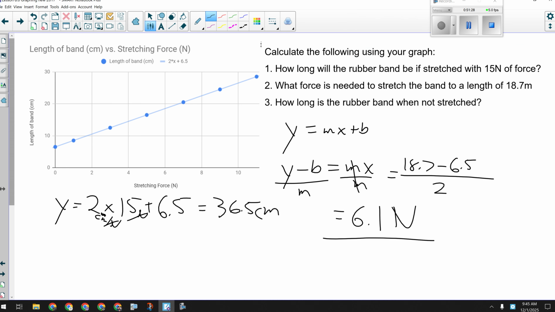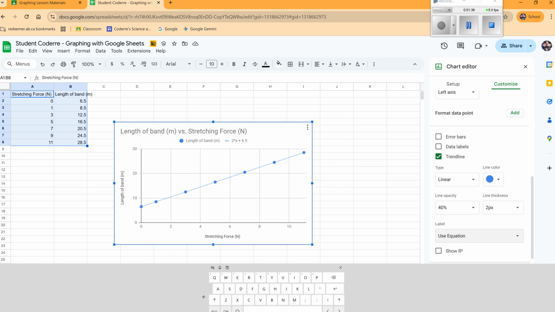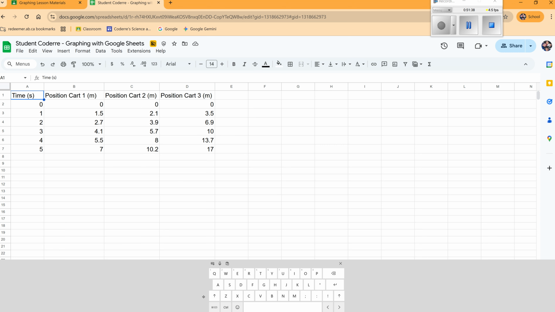All right, now I want you to go to the multiple run graph. Just click on that, and you'll see that now it looks different. I have 4 columns worth of data. So this is basically a race between some battery-powered toy carts. What the data is telling us is the position of those carts, where they are, as a function of time. So basically, how far did they go every second?